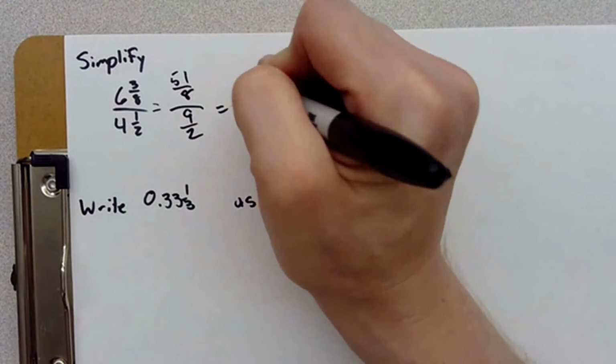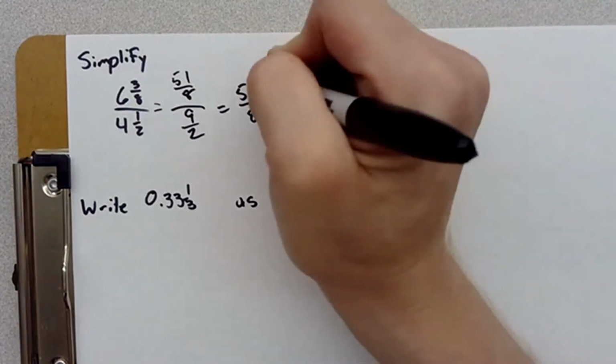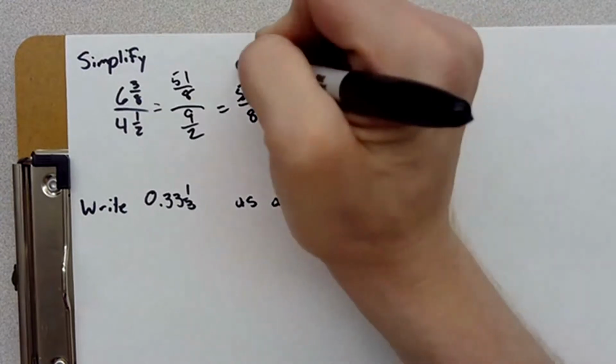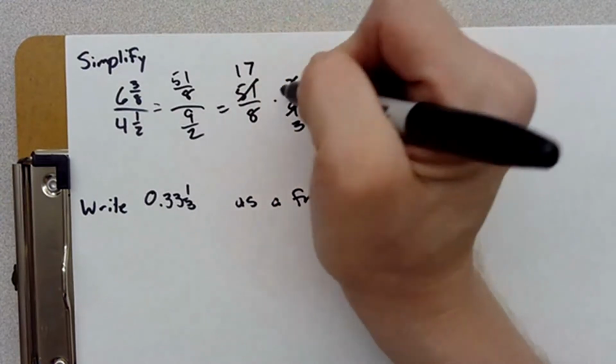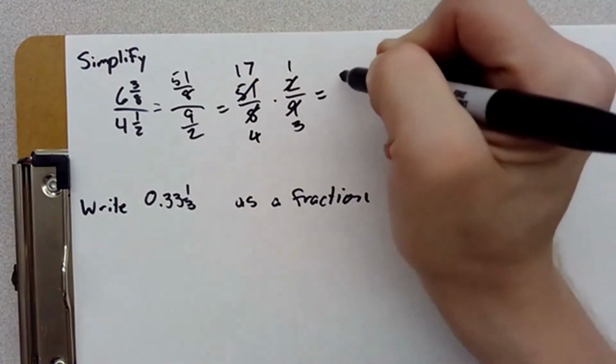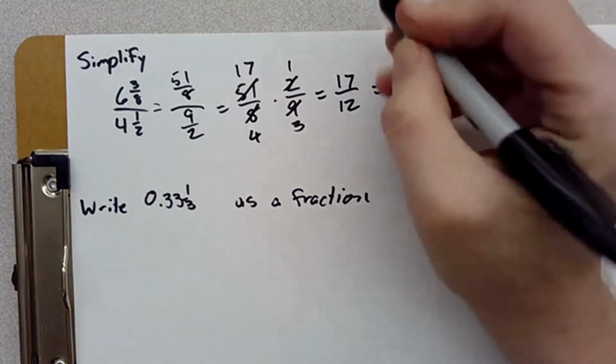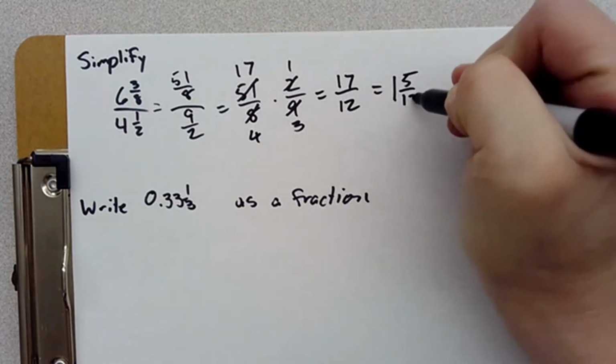So that's 51/8 times 2/9. Each of these is divisible by 3. Of course, each of these is divisible by 2. We get 17/12 or 1 5/12.